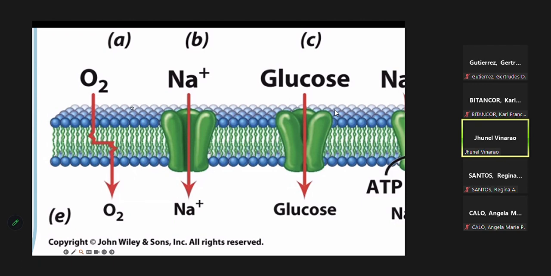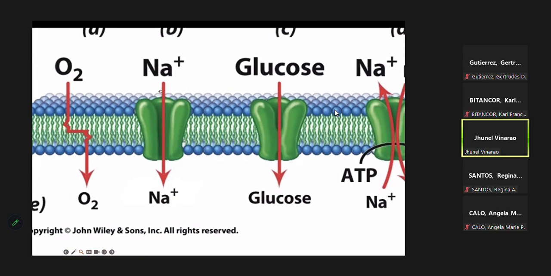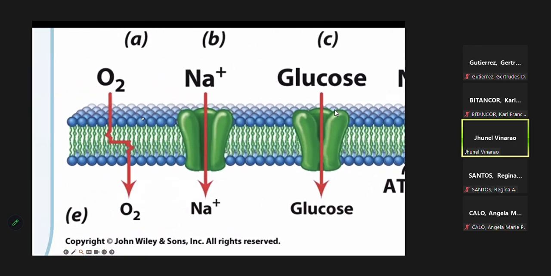For the water molecule, it has some difficulty because it has a partial positive and a partial negative. Though it can still cross, it is not as efficient as when we have integral proteins like the aquaporins. The ions cannot just cross the membrane easily.